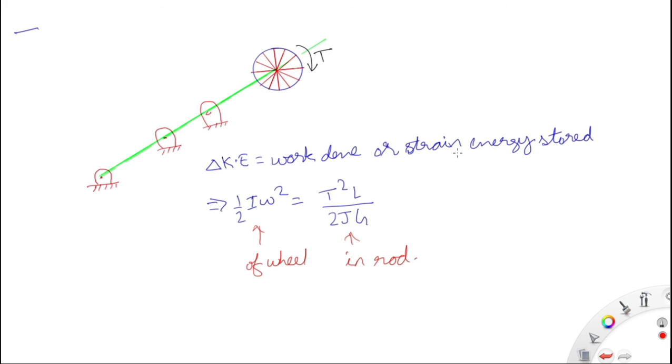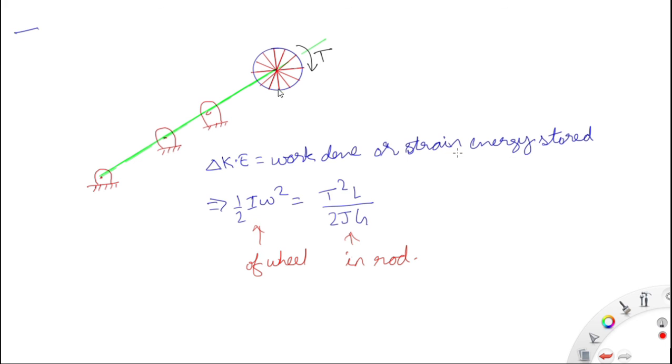So the maximum change in kinetic energy, delta KE, is equal to work done, which is equal to strain energy stored. Change in kinetic energy of the wheel, half I omega square, is equal to T square L by 2 JG, where T is the torsion or torque. Here you are applying the load, this load will be transferred into kinetic energy, and this kinetic energy will get stored in the rod in the form of strain energy.